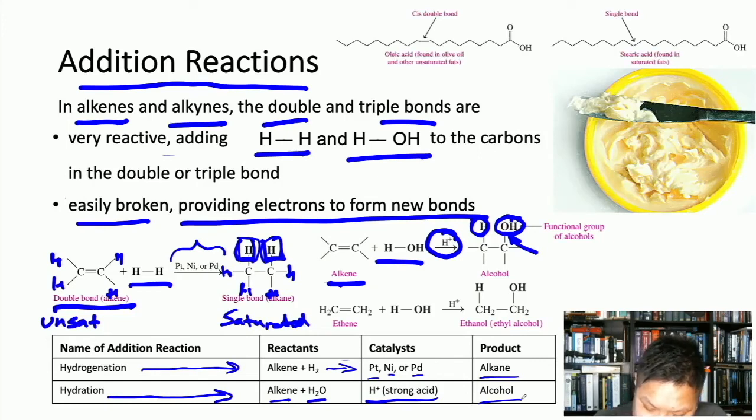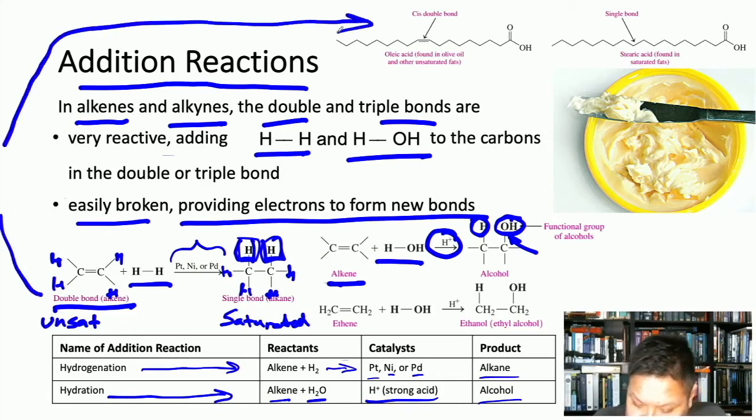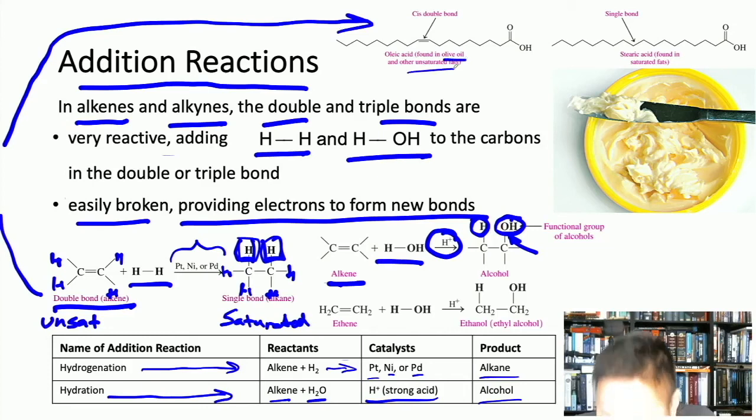This little example I have up here is my example of saturated versus unsaturated, right? Here we have oleic acid, which is a fatty acid found in olive oil, and it's unsaturated, right? Why is it unsaturated? Because we have a cis double bond right here, right?